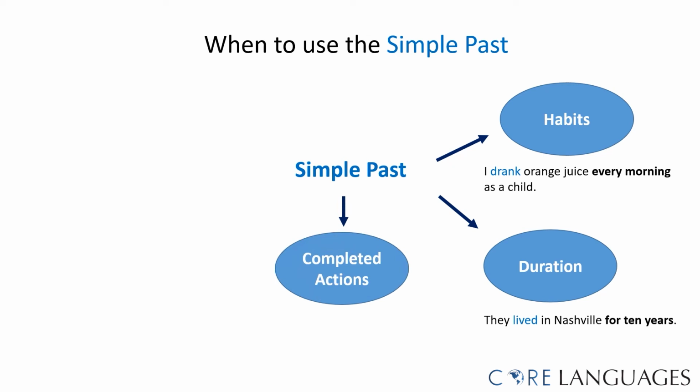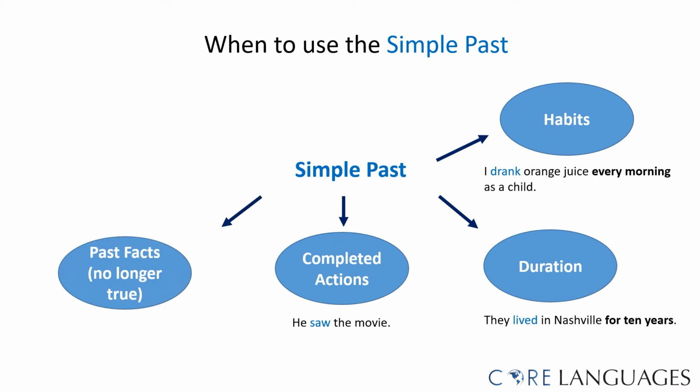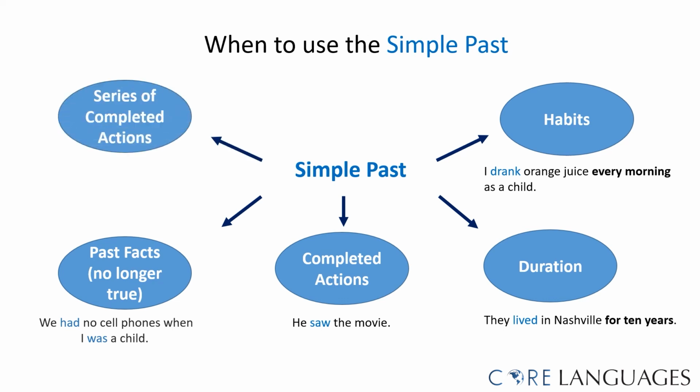We use the simple past to refer to completed actions in the past. For example, we saw the movie. When we refer to past facts that are no longer true, we also use the simple past. For example, we had no cell phones when I was a child. We also use the simple past to talk about a series of completed actions. For example, she went to the store, bought some food, and came home.